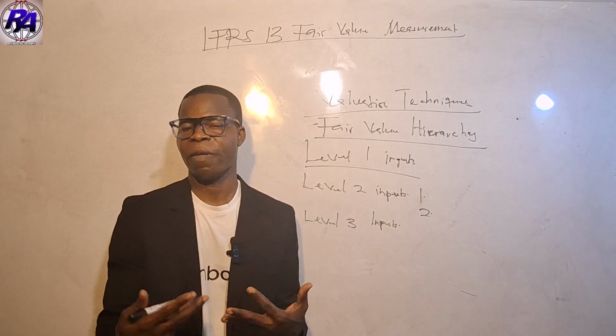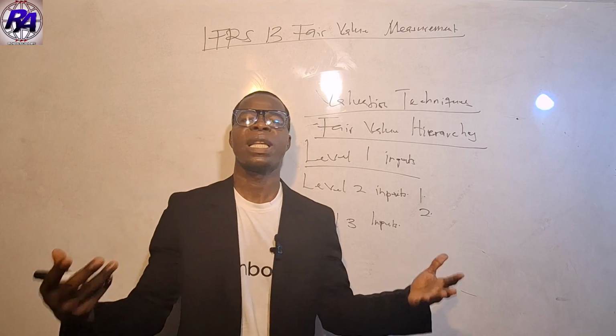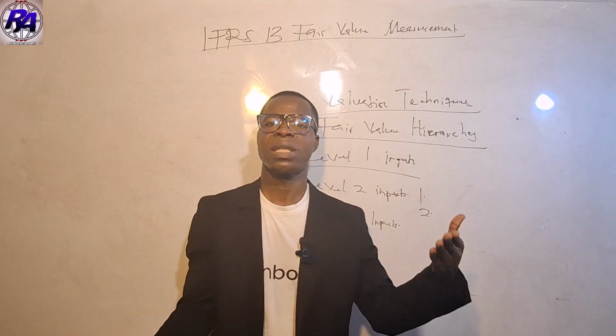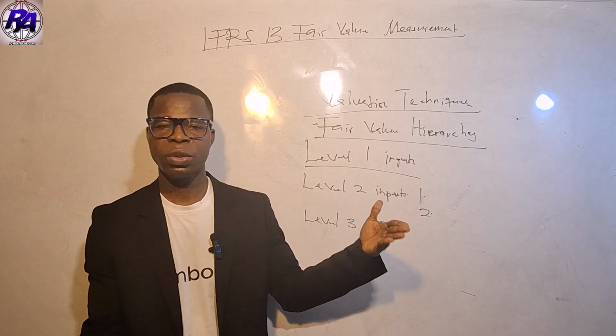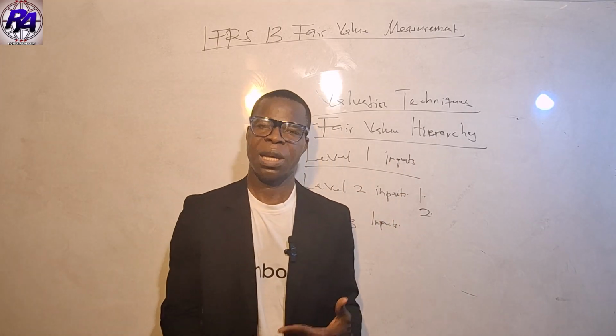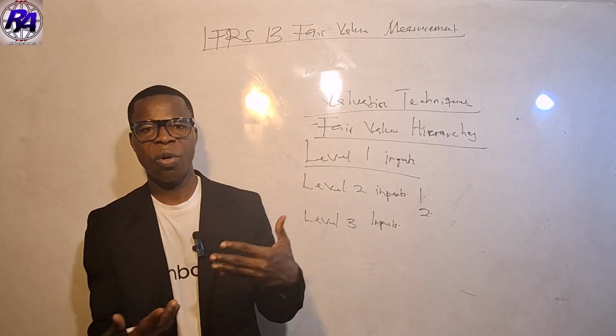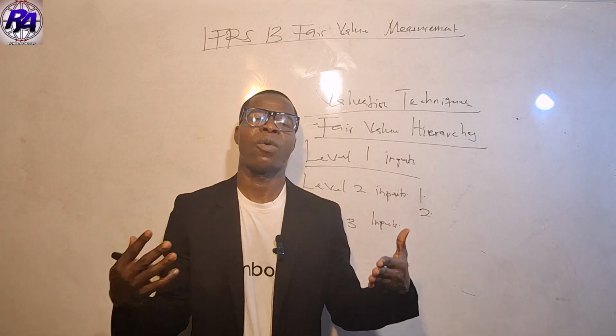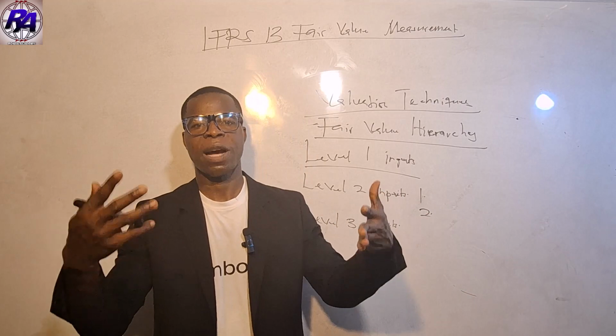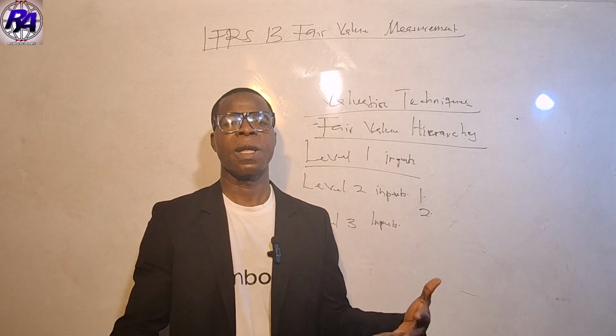Is your asset financial or non-financial? Are you using any valuation techniques? What input are you using? Are you using level one input, level two, or level three input? And are you using observable input or unobservable input? You see, all these things you've done in the standard are what you are supposed to disclose. What you have actually done in the standard is what you disclose.